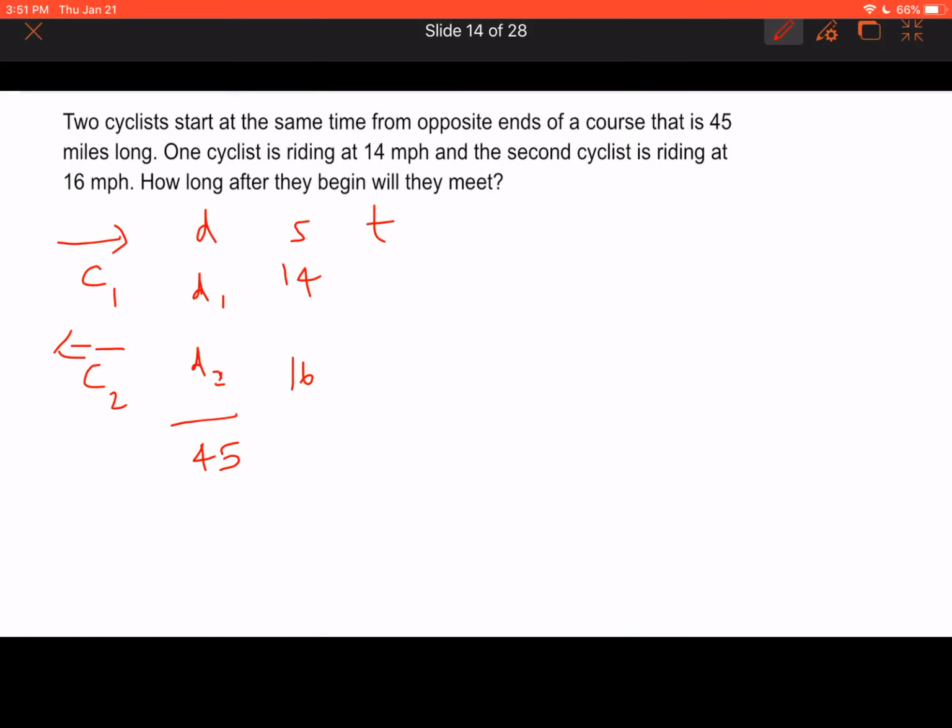So we have to find how long it takes for them to meet each other. It is 14 times T plus 16 times T, which is equal to 45. We know that the distance is going to be the same, so it is going to be 45. So T is going to be 1.5 hours. After 1.5 hours they will meet each other.